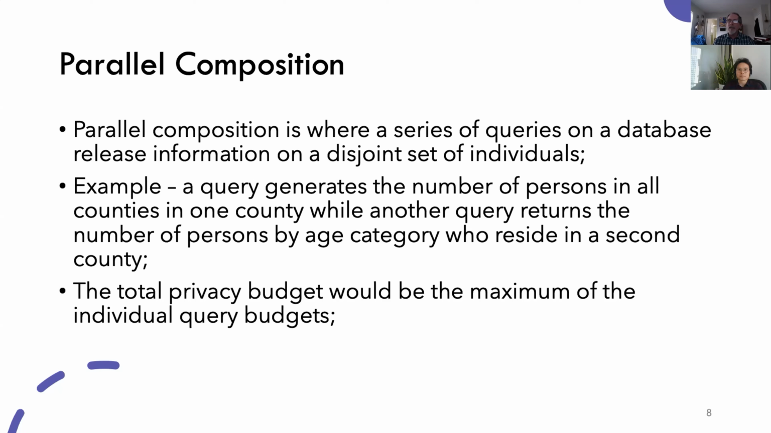And the reason is because you're not having any interactivity among those particular populations. Even though they're in the same data set, you're querying different disjoint sets of populations, and so it allows you to do this, as opposed to running a query where you're repeatedly querying different characteristics on the same population, in which case it's the addition of the various privacy loss budgets for each of the individual queries.